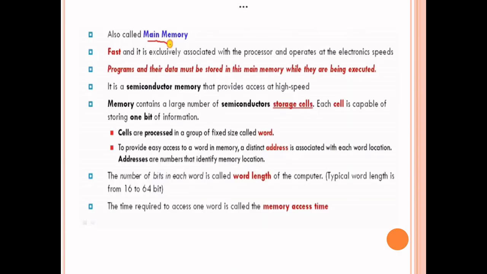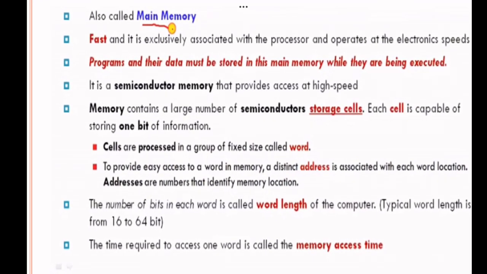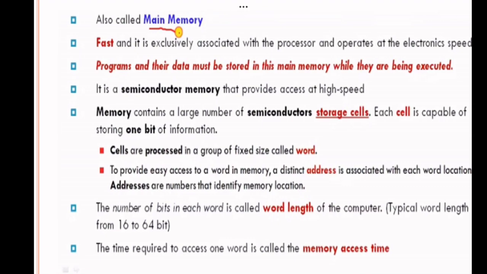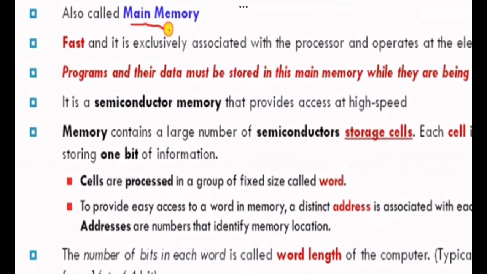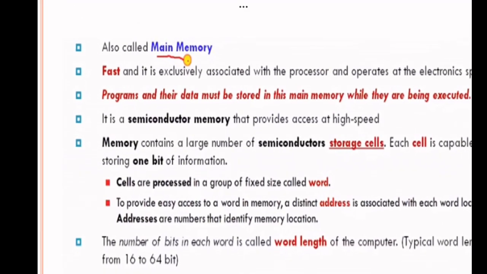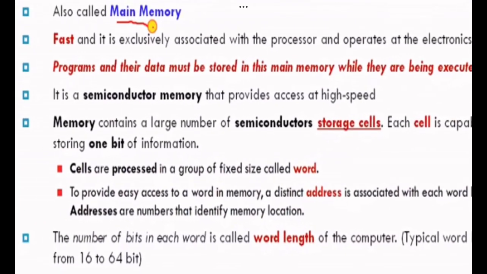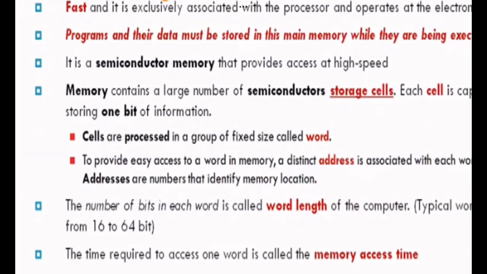Next, this is the same as what I told. The main memory is very fast, and it is very costly, very expensive. Programs and their data must be stored in main memory while they are executed. Also this is very important: it is just like semiconductor memory, you can say. Its speed is very high. Memory contains a large number of semiconductor storage cells. Each cell is capable of storing 1 bit of information.